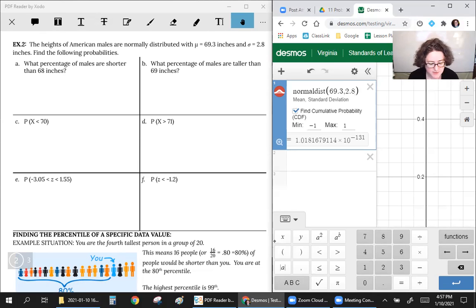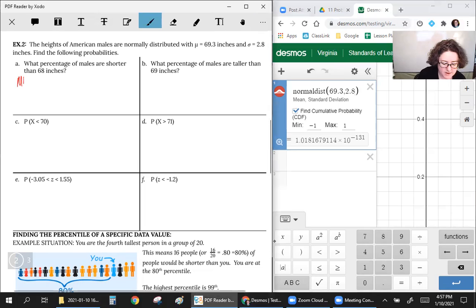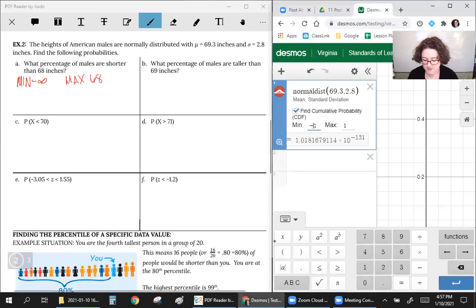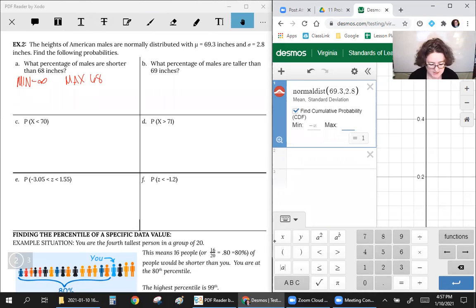Okay, so what percentage of males are shorter than 68 inches? Which means what is our minimum? Our lower bound has to be, well, if we're below 68, negative infinity. So our max is going to be 68. So you're going to change your min and your max values. And again, just type in the new values. I'm going to leave this one blank and go right over to the max. And again, automatically fills in negative infinity for me. So top end, the maximum is 68.